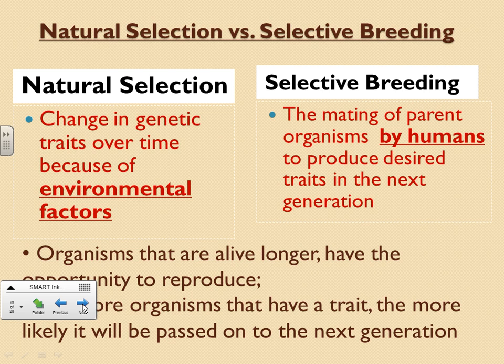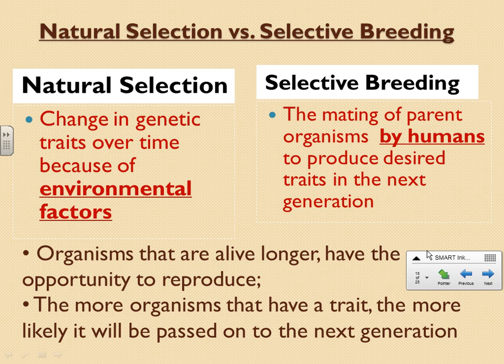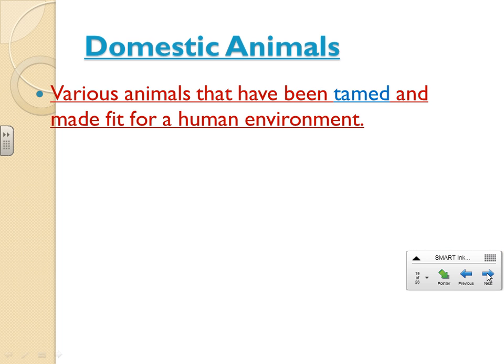Organisms that are able to live longer have the opportunity to reproduce. The more organisms that have a trait, the more likely it is to be passed on to the next generation. So domestic animals are animals that are said to be tamed or made fit for the human environment. This is things like horses, cats, dogs.